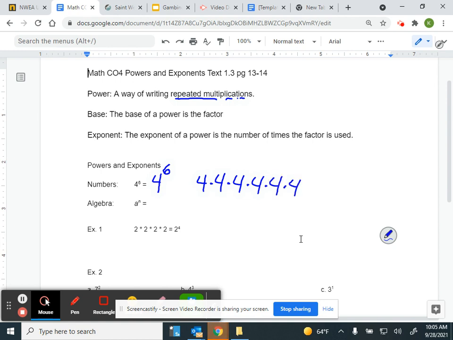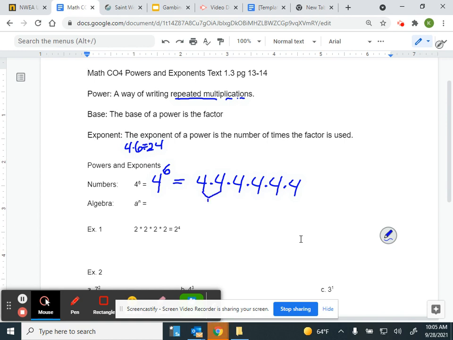So on your paper, you should write it out. 4 to the 6th equals 4 times 4 times 4 times 4 times 4 times 4. So you should have that written down, because a lot of times people see those exponents and they think it's 4 times 6. So if it was 4 times 6, that would be 24.